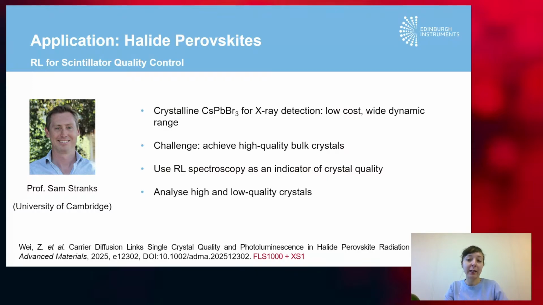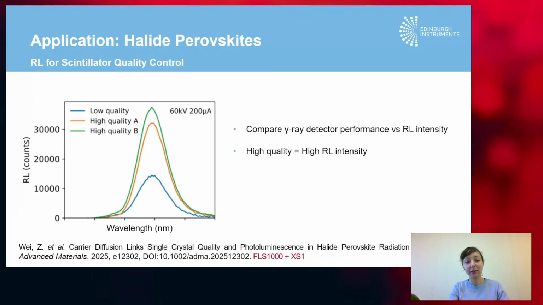They have some advantages like low production costs and wide dynamic range. But a key challenge of these materials is achieving high quality crystals that give you sensitive radiation detection. So this depends on the growth rate of the perovskite crystals. What this group did is they grew perovskite crystals at different rates. So they deliberately produced low quality and high quality crystals. They checked their quality by doing gamma ray detection experiments. But at the same time, they also did X-ray radioluminescence using the XS1 sample chamber.